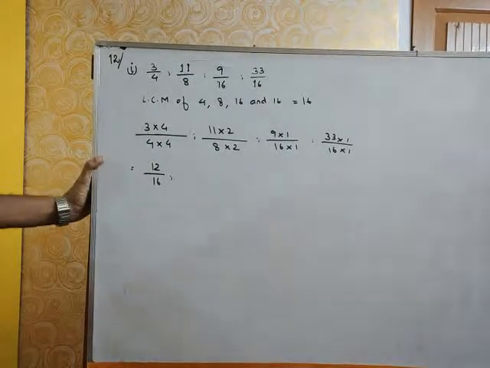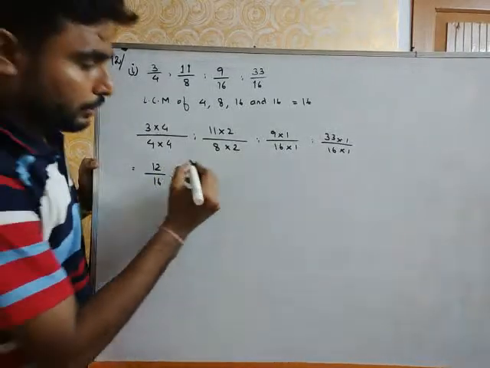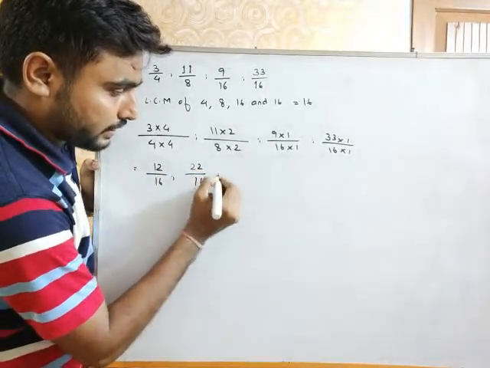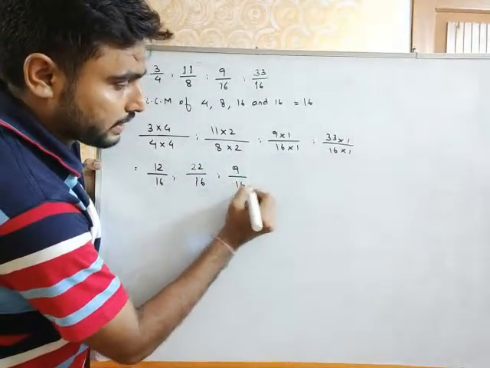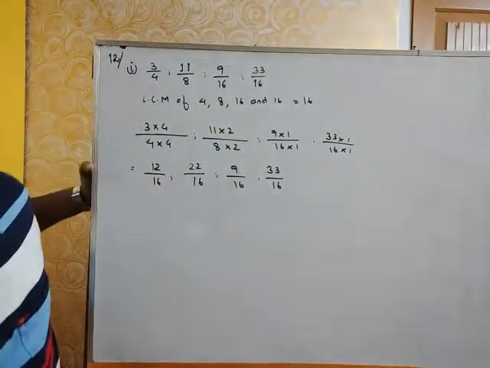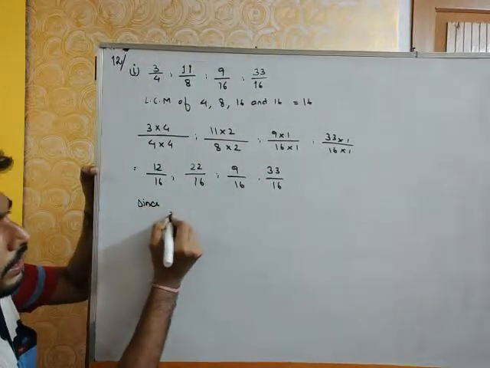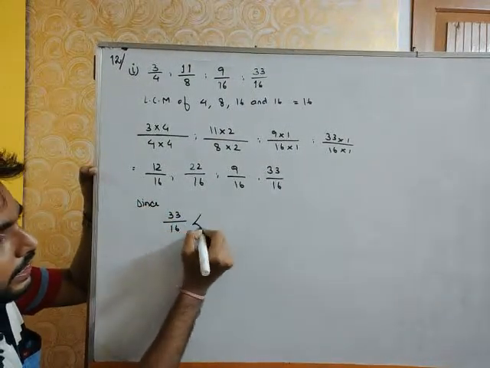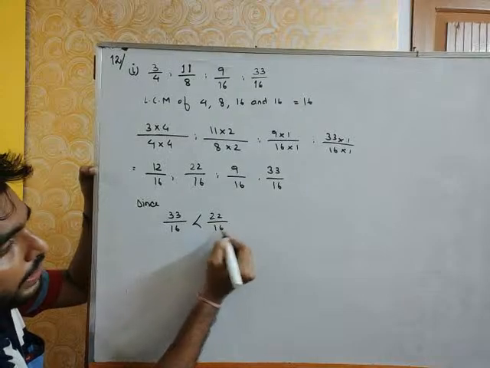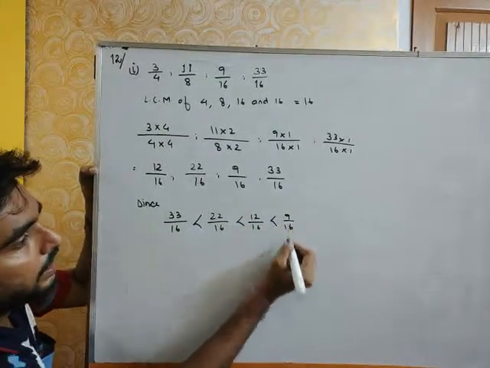Yes, Raktim. So it will be 22 by 16, 9 by 16, and 33 by 16. Now we will arrange them in order. Okay. So since 33 by 16 is greatest of all, then comes 22 by 16, then comes 12 by 16, then comes 9 by 16.